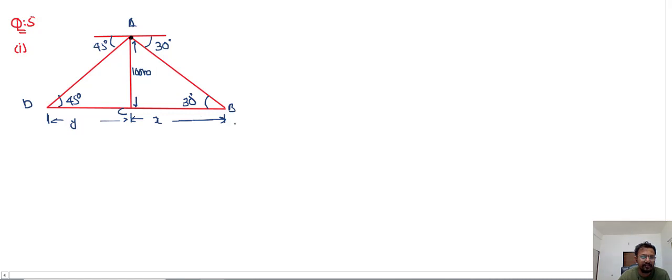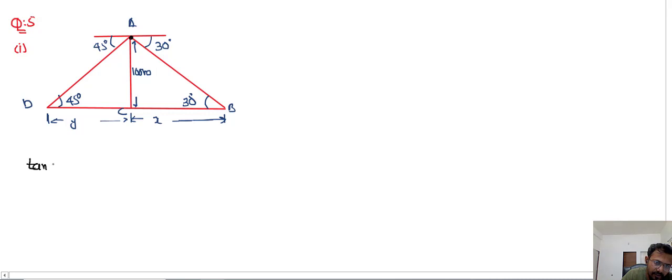Just apply tan theta in both cases and you can find your x and y and merge them. So let's take tan 45. In this case tan 45 is opposite upon adjacent. Here opposite is AC and adjacent is CD. You know the value of tan 45 is 1, AC is 100 and CD is y. So y is equal to 100 meters.